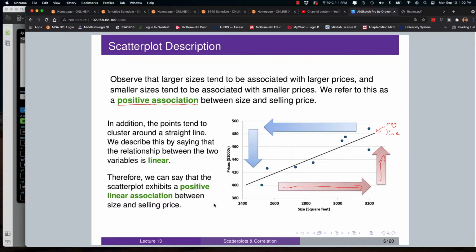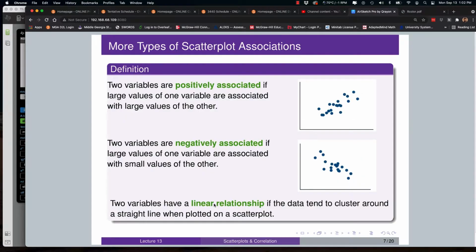All right, that's not the only type we have. As we just saw, if the points fit kind of close to a semblance of a straight line in an upward fashion from left to right, then we can say they're positively associated. So larger values of one variable tend to be associated with larger values of the other variable, and the lower ones tend to be associated with the lower values, and that's what happens here. And so we call that positively associated. As a matter of fact, that's a positive linear association, really.